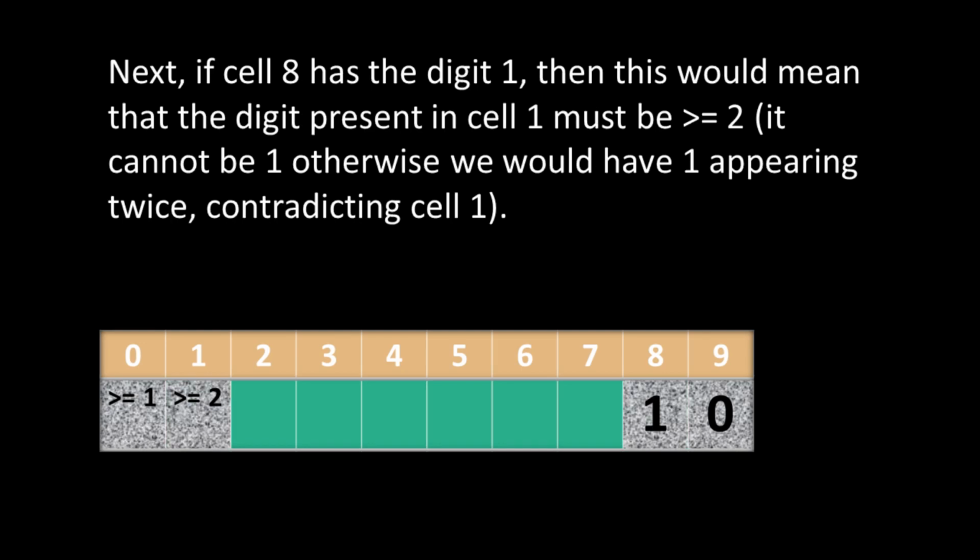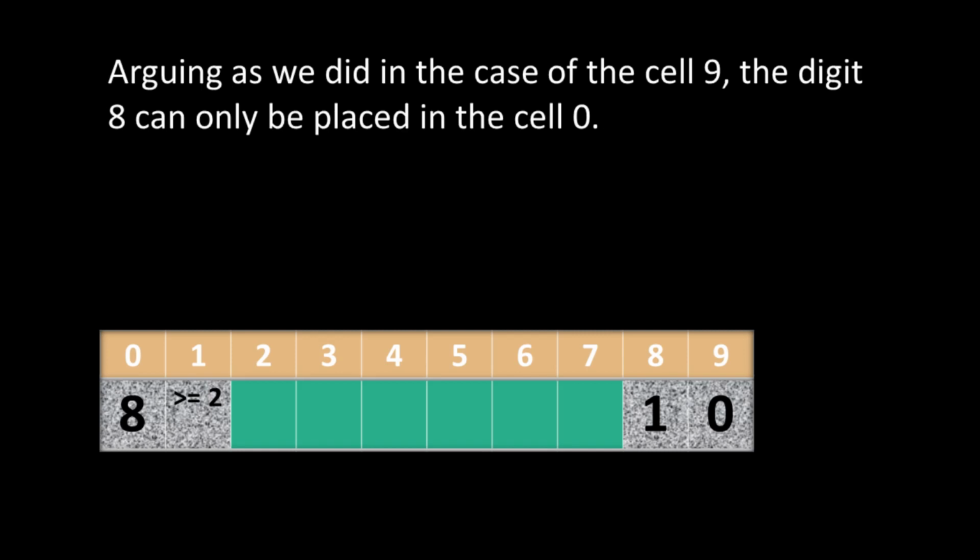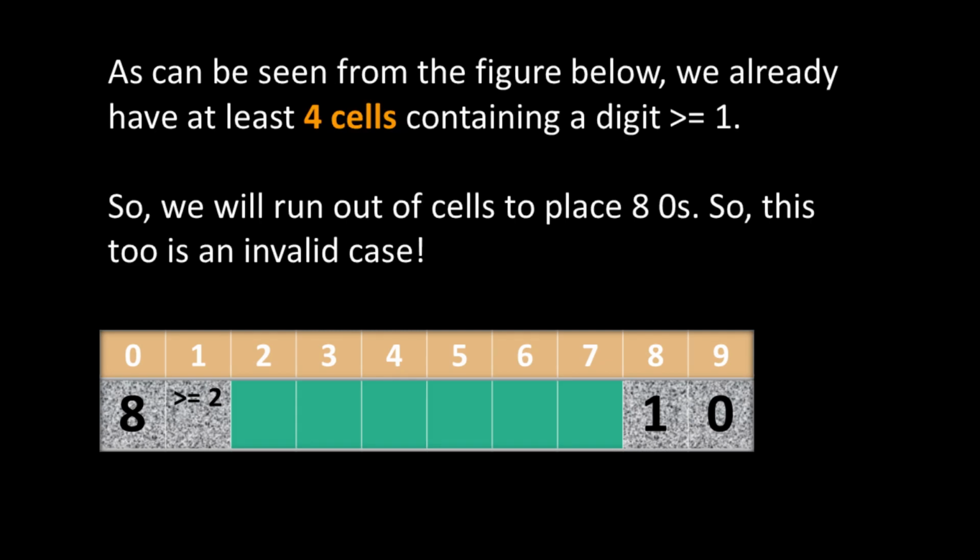Next, if cell 8 has the digit 1, then this would mean that the digit present in cell 1 must be greater than or equal to 2. Note that it cannot be 1, otherwise we would have 1 appearing twice, contradicting cell 1. Arguing as we did in the case of cell 9, the digit 8 can only be placed in cell 0. As can be seen from the figure below, we already have at least 4 cells containing a digit greater than or equal to 1. So we will run out of cells to place 8 zeros. So this too is an invalid case.